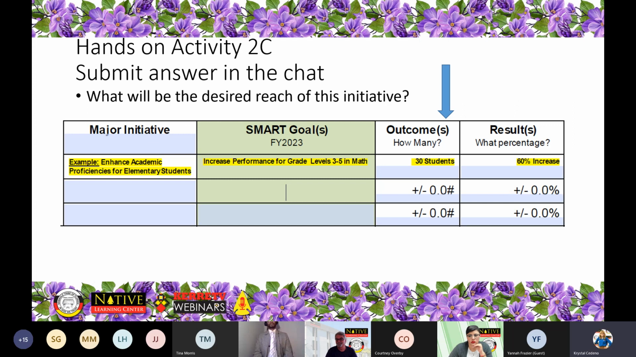Okay. Beautiful. So I just wrote one just for us for fun, because I'm not seeing anyone submit anything yet. But I wrote, increase the amount of trainings for tribal members in a fiscal year. Is that a good one, Vince? How do you feel about that one? Yeah, that would fit very nicely as a major initiative. Okay. Increase the amount of trainings for tribal members in a fiscal year.